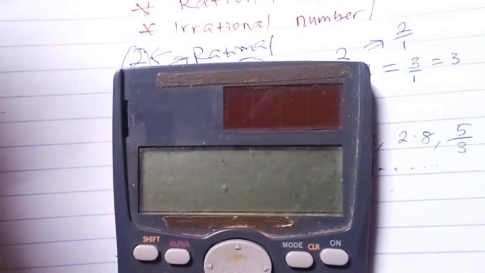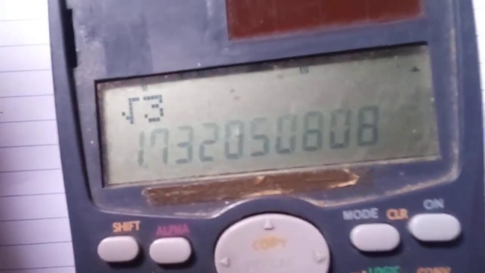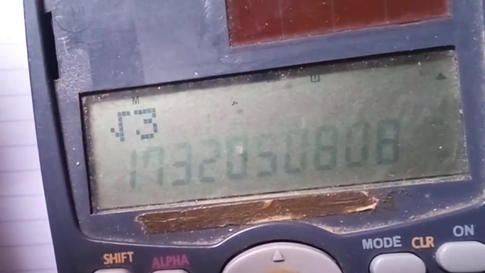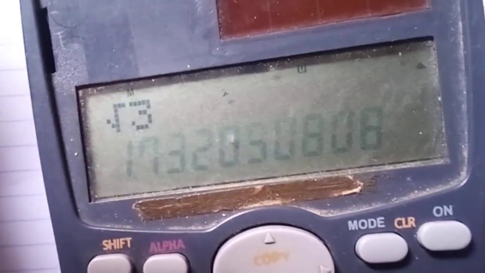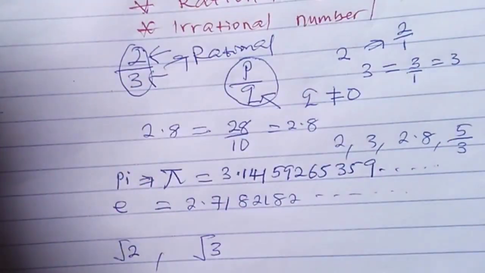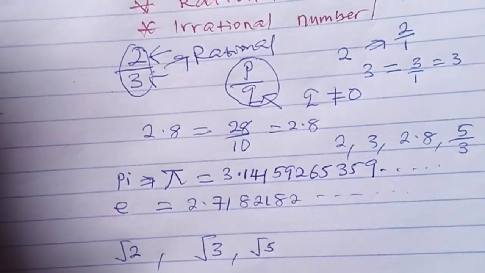Likewise, root 3. If we check the value of root 3, what is it giving us? Can you see the value is giving us 1.7320, and it keeps going to infinity. So these values cannot be expressed in form of a fraction, so this is also an irrational number, right? So root 2, root 3, root 5 is also an irrational number.